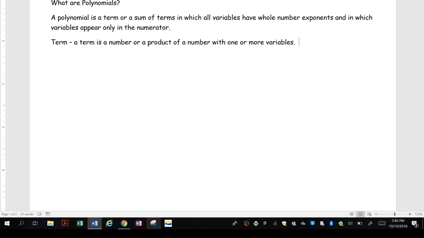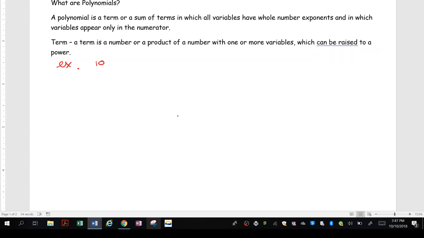So a term could be something like a number, so the number 10, for example. That is a term. More typically, a term is a product of a number with one or more variables. And the variables can be raised to an exponent. So let's go back and add that in here: with one or more variables, which can be raised to a power. So if we had just the number 10, that's a number.